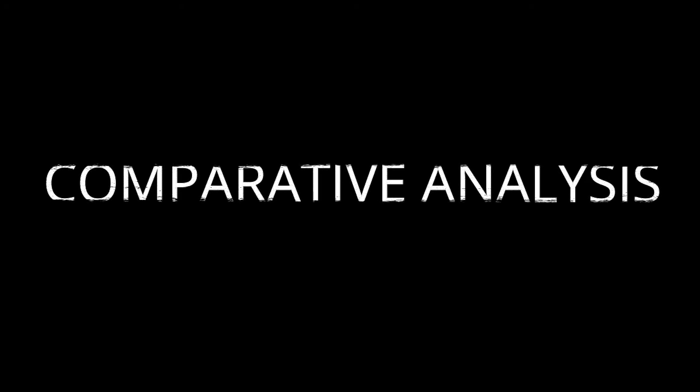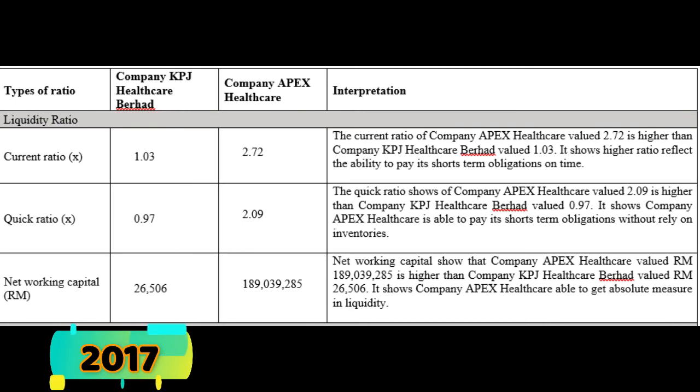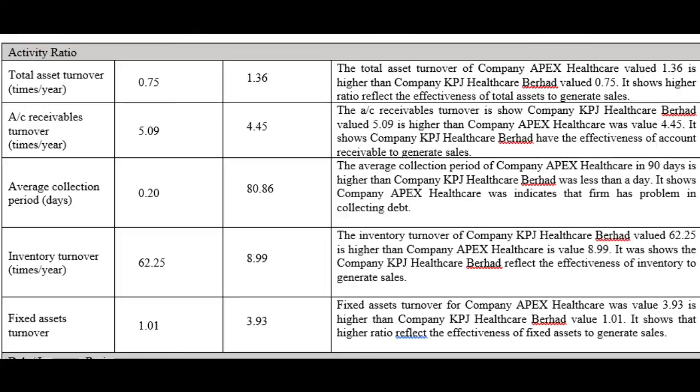Next is the comparative analysis between KPJ Healthcare Group and Apex Healthcare Berhad in year 2017. Liquidity ratios show that Apex Healthcare is higher than KPJ in 2017. It means Apex Healthcare has a higher ratio reflecting the ability to pay its short-term obligations. In activity ratios, KPJ Healthcare has the highest ratios in inventory turnover and account receivable turnover. These two ratios mean KPJ Healthcare is only good in this ratio in effectiveness of assets to generate sales.